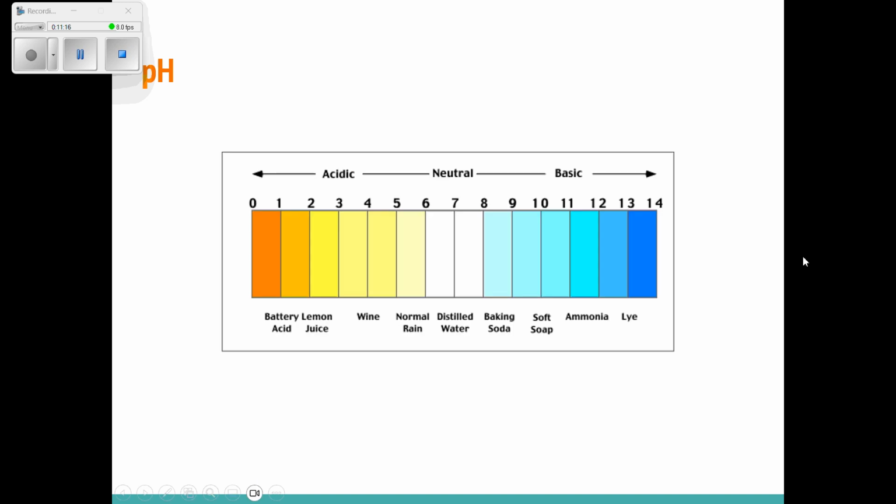So here it is. We've got acidic. The more acidic it is, the closer it'll be to 0, and the more basic it is, the closer it'll be to 14. And there's examples for you. So battery acid is quite acidic, then lemon juice, wine, normal water, and then distilled water, baking soda, soap, ammonia, and lye.